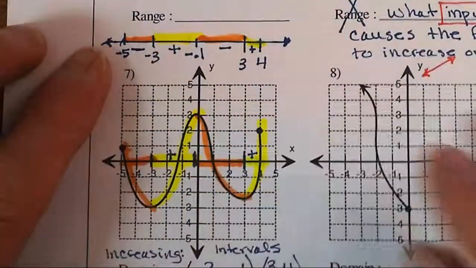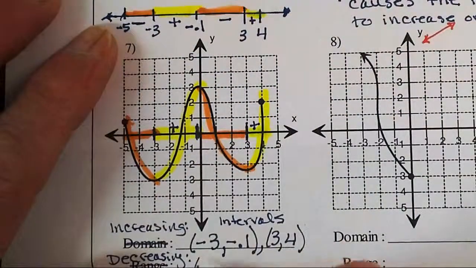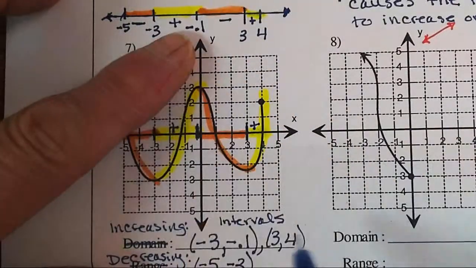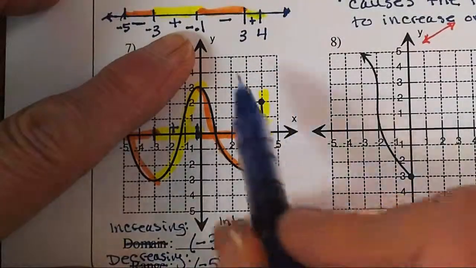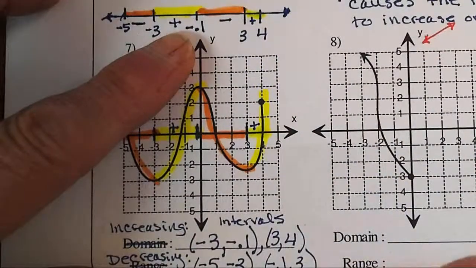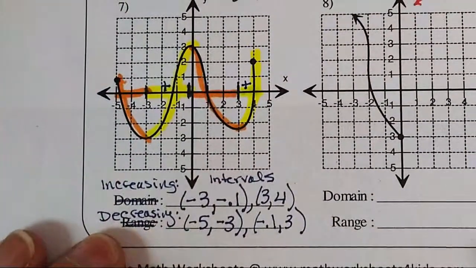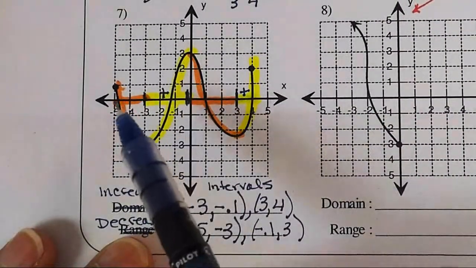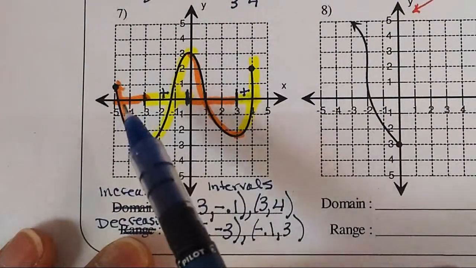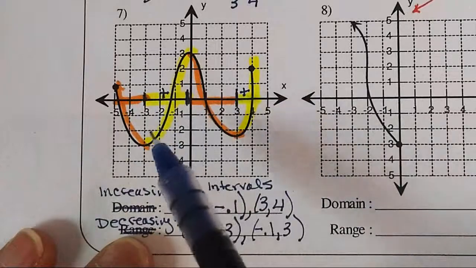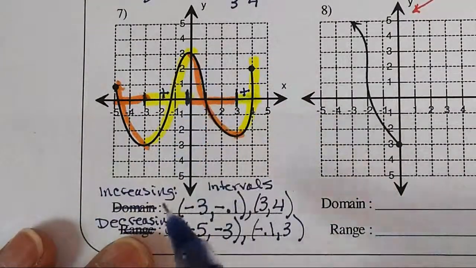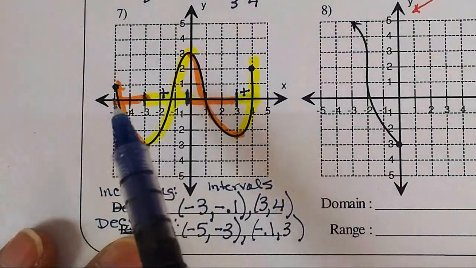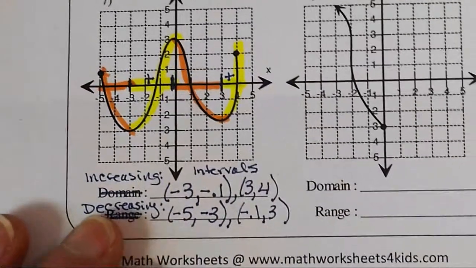So let's talk about decreasing. I'm starting my decrease at -5, and it goes to -3. I pick it back up at -0.1, and it goes to 3. So those are my intervals. Okay, so what I want to point out to you is that I'm only looking at what input values cause my function to go down, or what input values cause my function to go up. So when we're talking about increasing or decreasing intervals, that's what we're looking at. We're looking at all the values of x that cause that to happen.